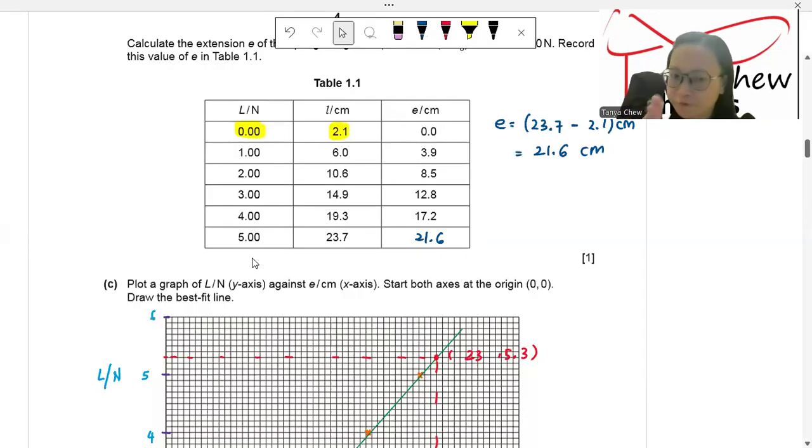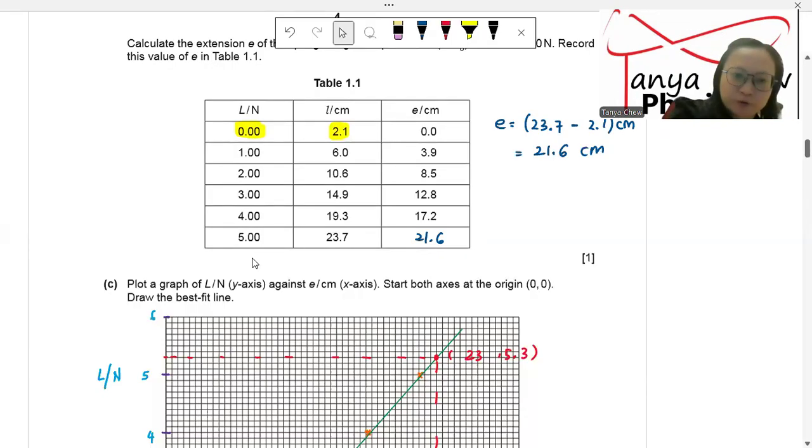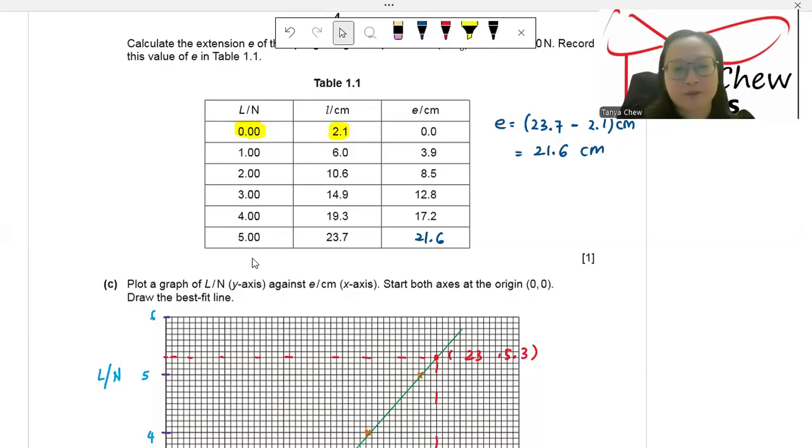Now, plot a graph of L, which is on the y-axis. They have been very, very clear about this. L must be on the y-axis and E must be on the x-axis. Start both axes at origin, 0, 0. Draw the best fit line. If the question mentioned that you have to start from origin, you cannot start from any other values, right?